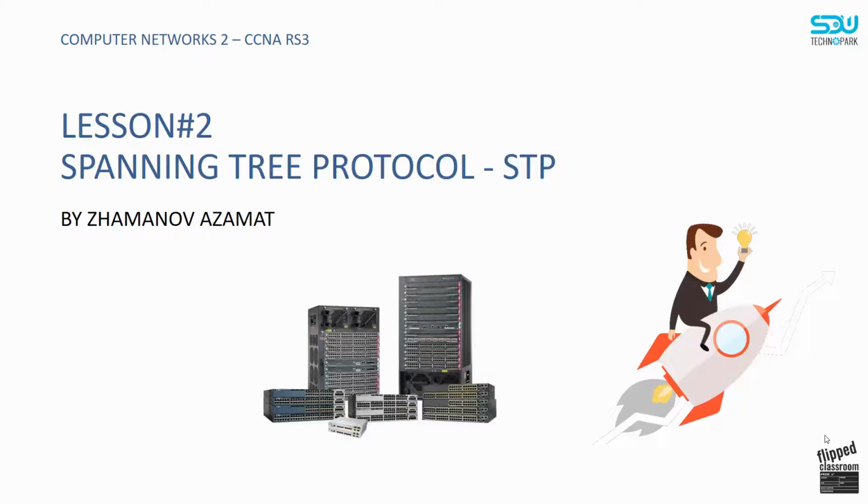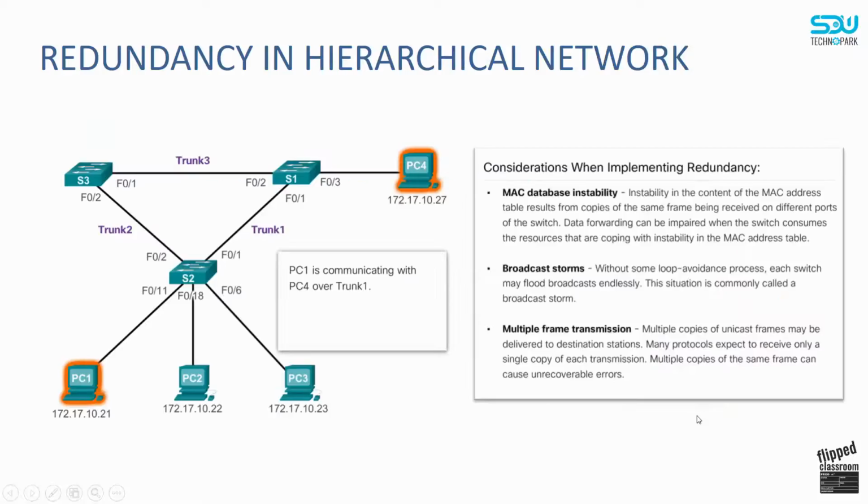Hi everyone, in this video lesson we are going to speak about spanning tree protocol as an element of a redundant network. First of all, let's take a look at the redundant components in the local area network. So redundancy is actually the backup path from point A to point B.